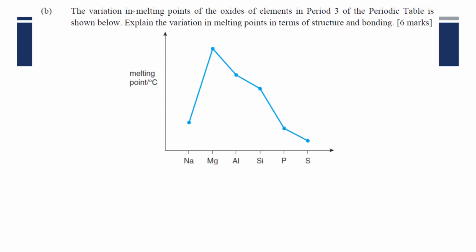the variation of melting point of the oxides of elements in period 3 of the periodic table is shown below. So the question already highlighted that it is oxides, so you better be careful with the oxides here. Explain the variations in the melting point in terms of structure and bonding. So you have to know how to compare the oxides' melting points here.